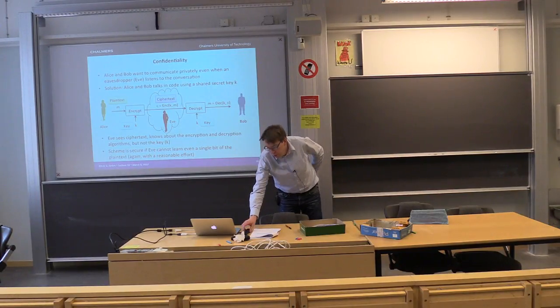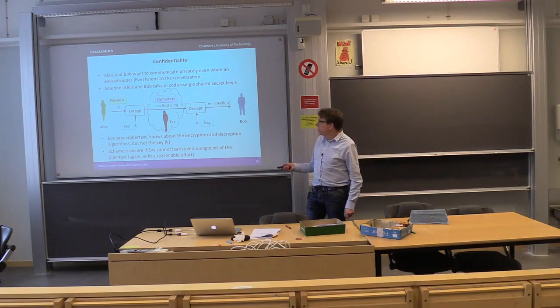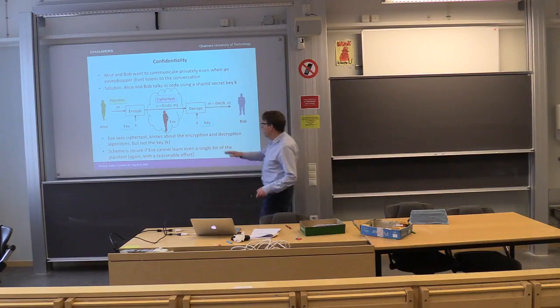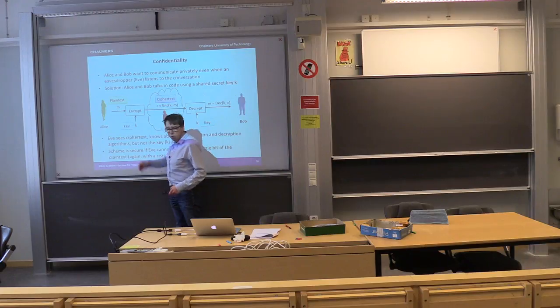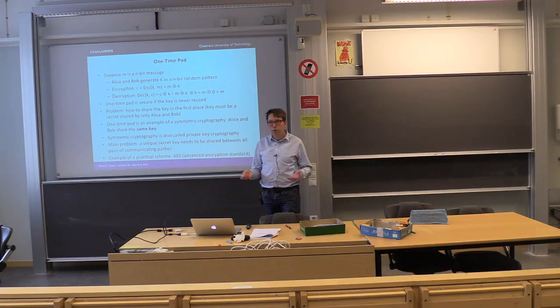Okay, so let's continue. We're talking about confidentiality, and this is the prototypical setup. Here, Alice and Bob are able to communicate securely if the encoding and decrypting algorithms are good, and the keys are chosen well. One example of such very good cryptography, but which is completely impractical, is the one-time pad.